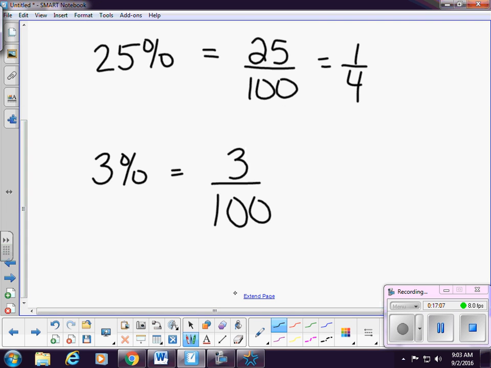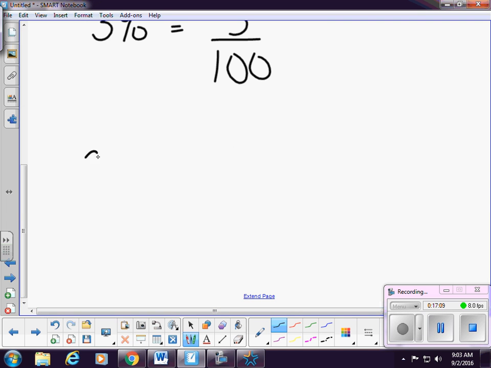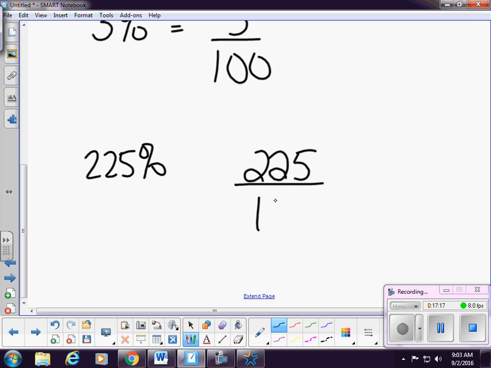What if we have something like 225%? 225 is still over what? 100. Now that's improper and we got to change it. Okay? But that's all you're going to do.